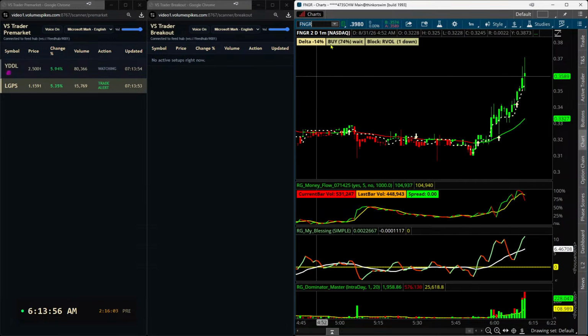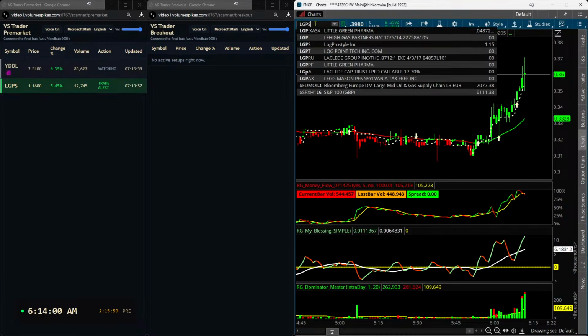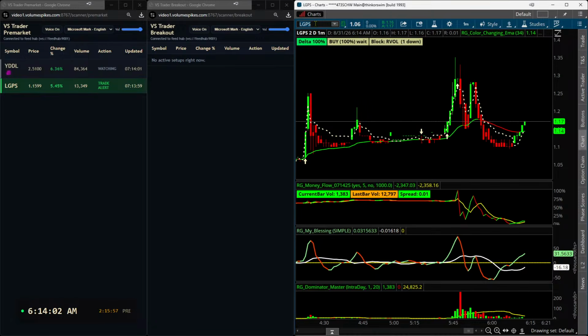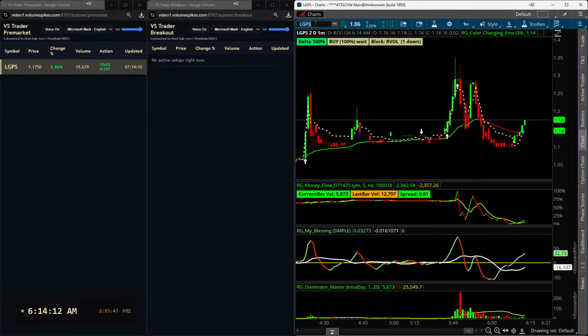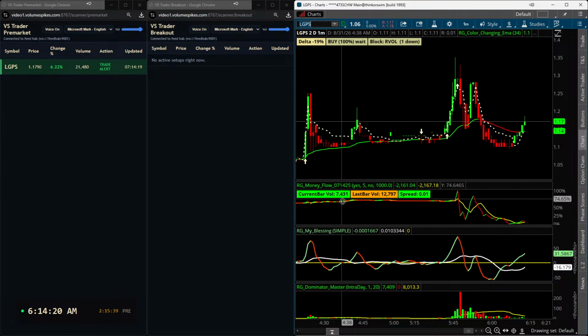Pre-market trade alert. LGPS, taking a look at it. Looks like it's tried to get off the ground twice already and failed. Really not interested in this one. Volume is low. It could come in and start buying it. Let's watch for the numbers to start increasing here.